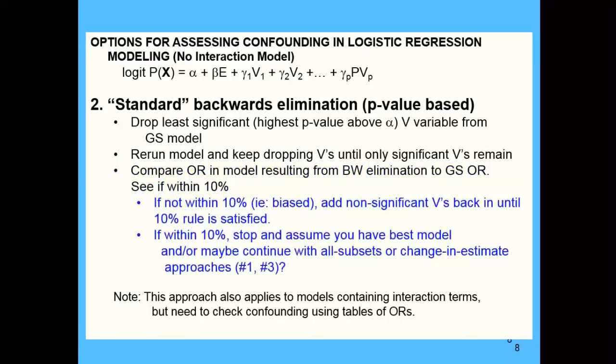Okay. Now, this is the third one. The standard, that's what I just talked about. We just went through this. Compare the odds ratio in the model resulting from backward elimination. If not within 10%, add non-significant variables back until the 10% rule is satisfied. And if within 10%, stop and assume you have the best model, and maybe continue to look at some of the other ways to do it, to consider some other models. But this is an alternative to the all possible subsets approach. I still like the all possible.